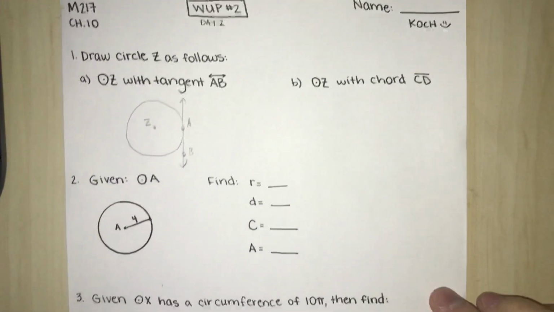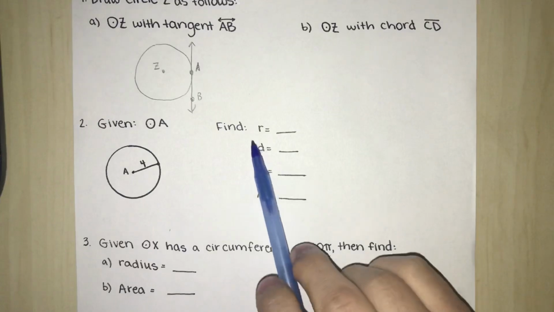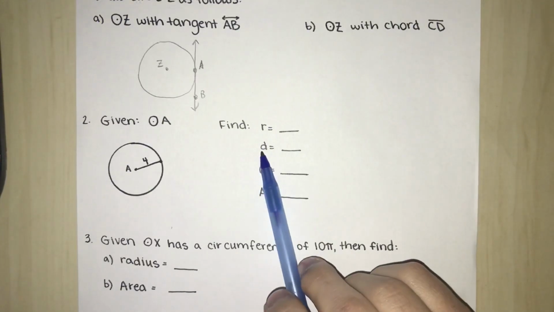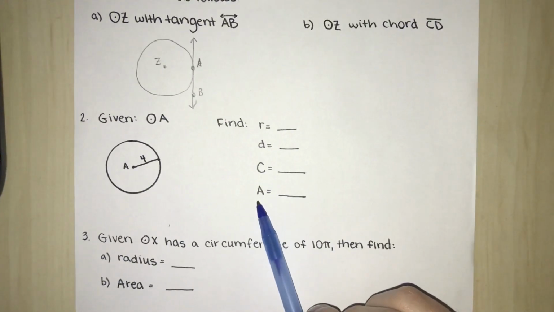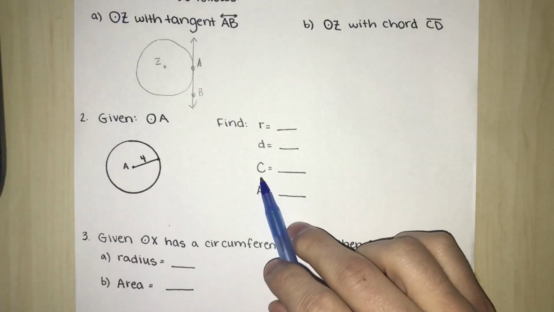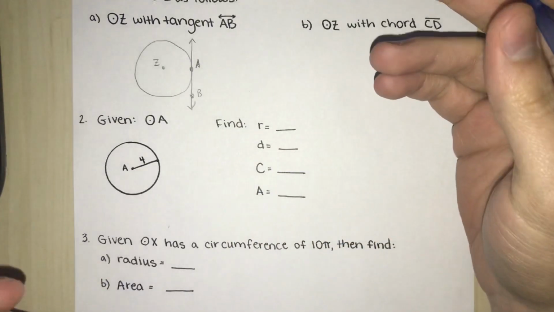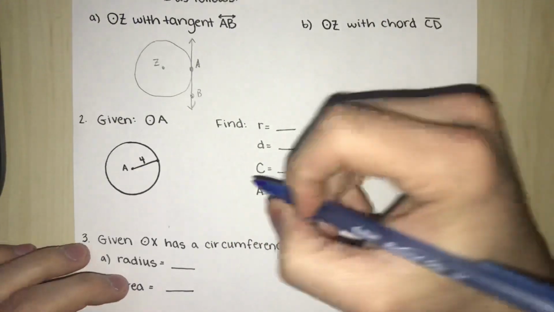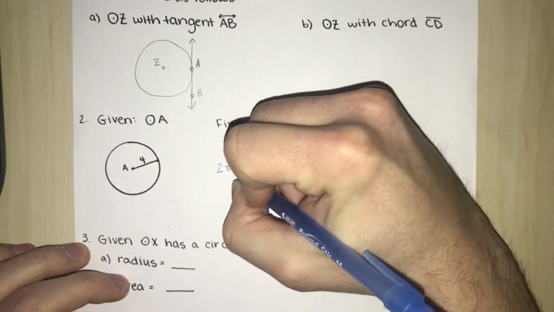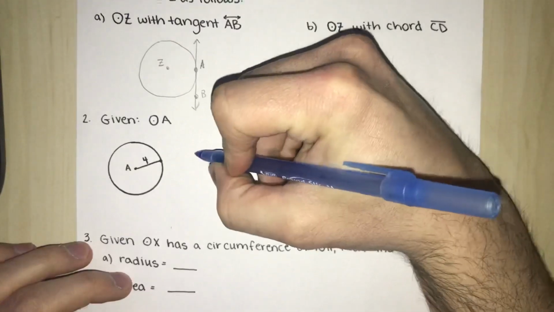Okay, a little down lower, number 2. You got a circle A, and it's asking you to find the radius, diameter, circumference, and area of a circle. So most of that you guys should be totally good to find, especially radius and diameter. But for circumference, something to remember is that this is like the perimeter of a circle. And the formula for that is 2 times pi times r. Okay, that's going to be the circumference.